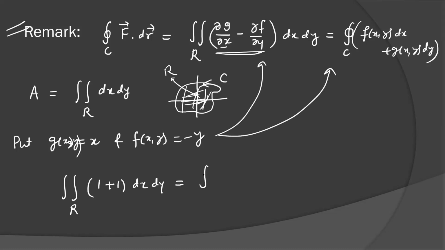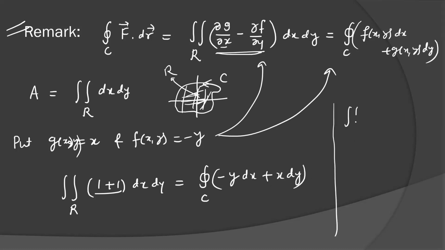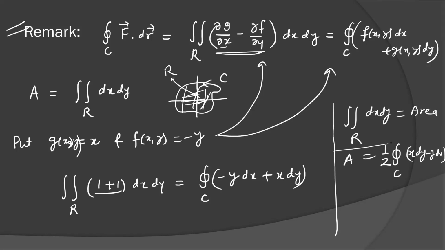If you put in the line integral, f is minus y dx and g is x dy. Then you can divide by 2, and it will become the integration of dx dy is equal to 1 by 2 times the closed integration of x dy minus y dx. So this is nothing else; this is equal to the area. So the area is given as here.